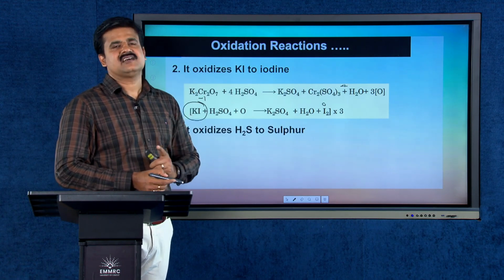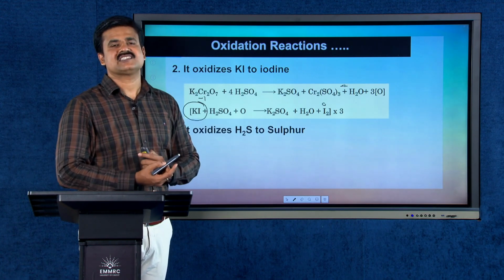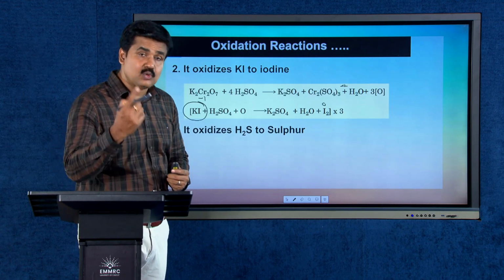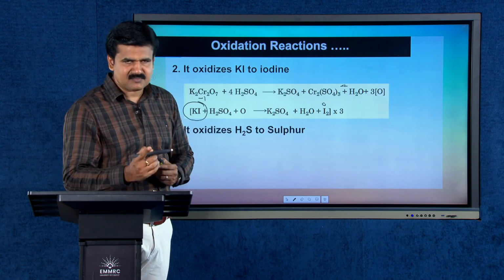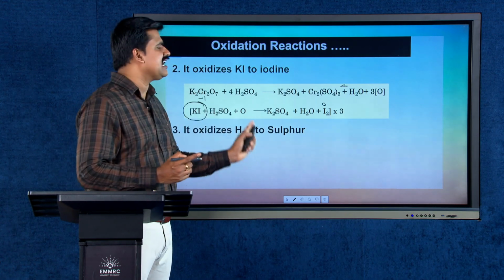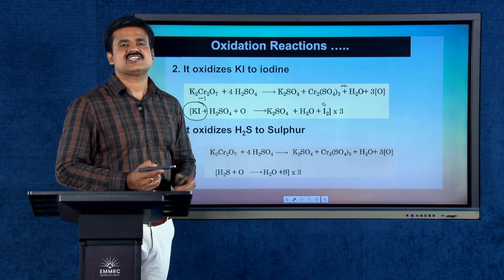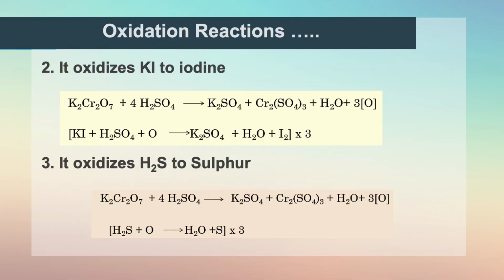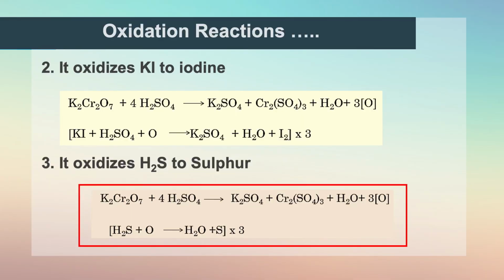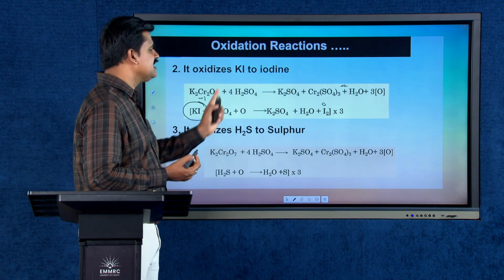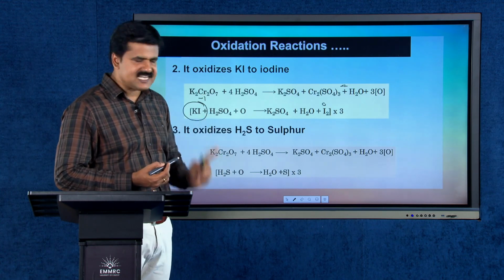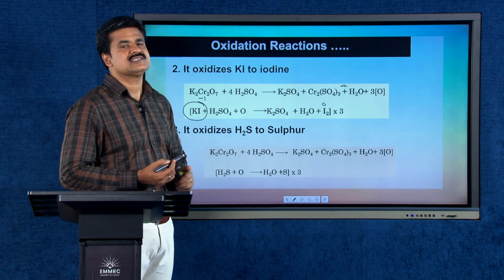Now, this reagent, that is acidified potassium dichromate, can perform another oxidation reaction. That is nothing but it oxidizes hydrogen sulfide to sulfur. This is the reaction responsible for that oxidation. The first reaction shows the liberation of oxygen during the reaction between sulfuric acid and potassium dichromate to produce nascent oxygen, and that nascent oxygen oxidizes H2S to sulfur.